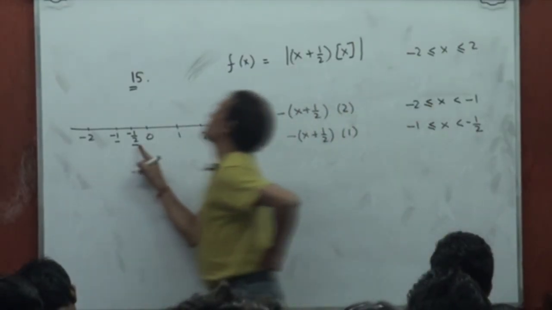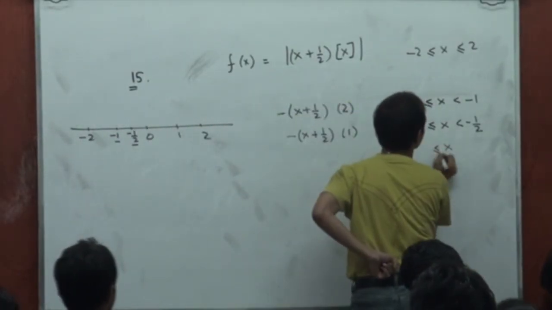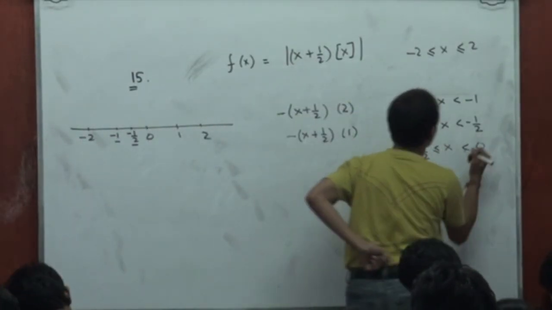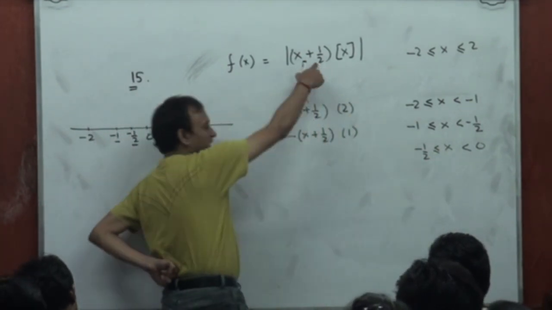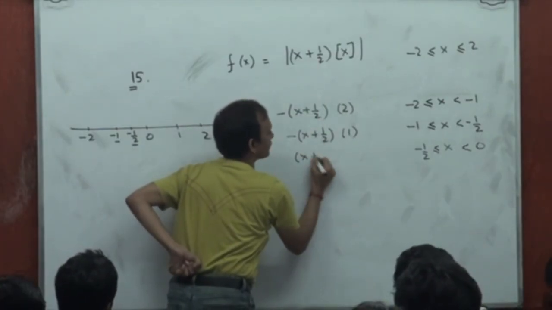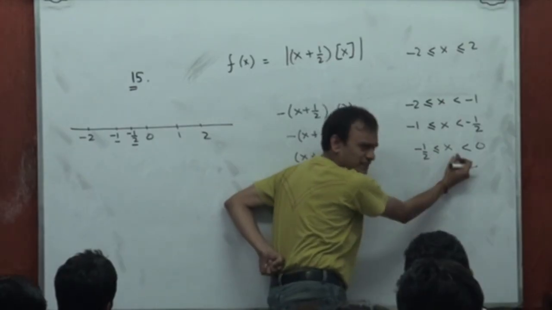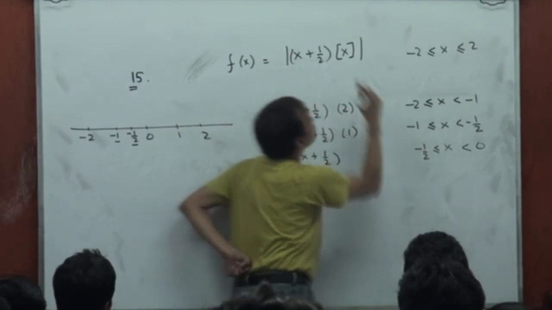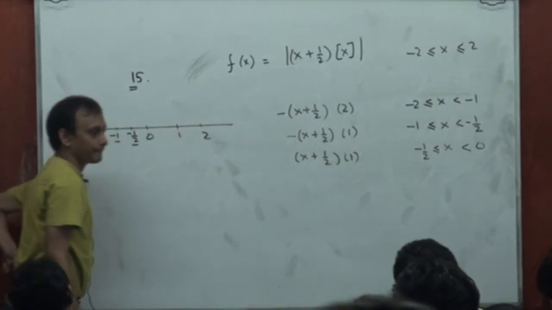And then -half to 0. Now x is greater than -half. So mod x plus half will be simply x plus half. And again, since x is less than 0 and is still greater than -1, box x will be -1. So mod of box x will be 1, right?